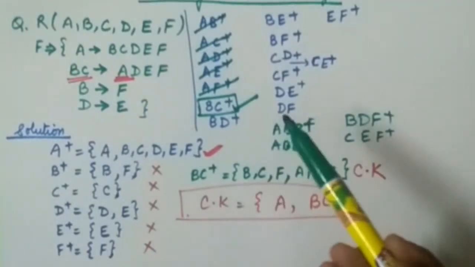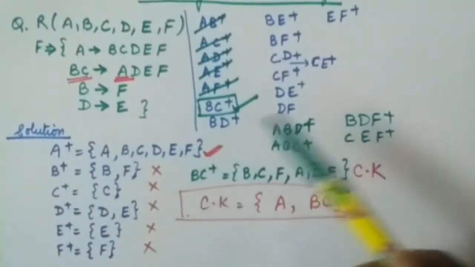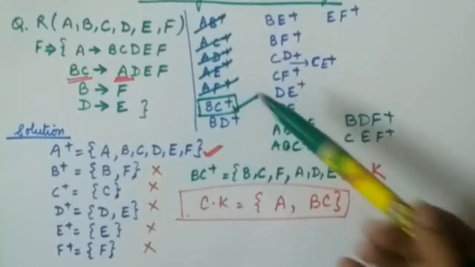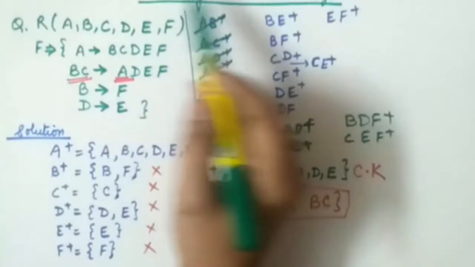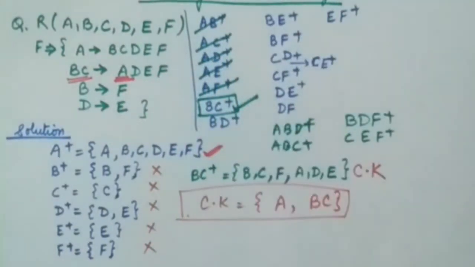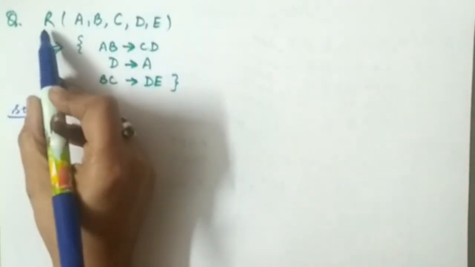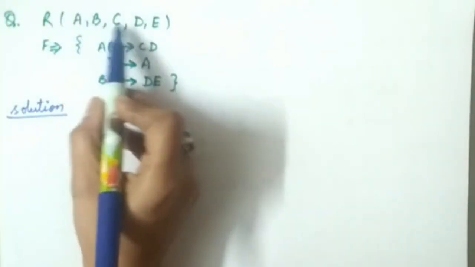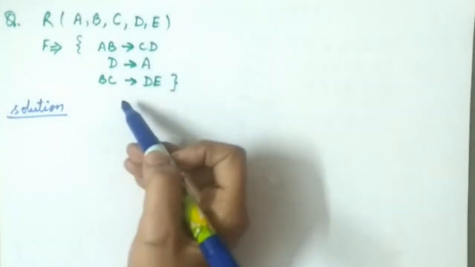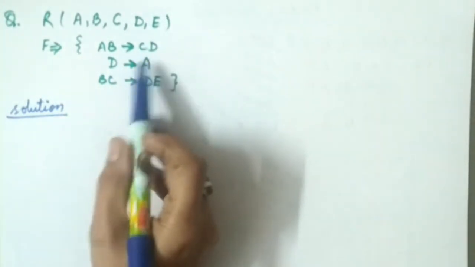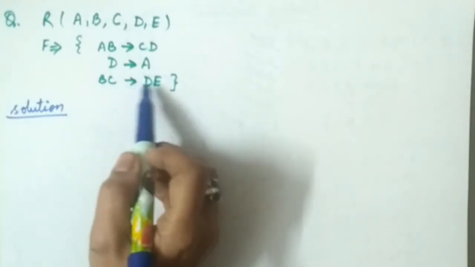You can watch my previous video to understand this in detail. Here I have not discussed in detail. In the previous video on finding candidate keys, I have discussed in detail, so you can watch it. In the next question, there is a relation R with 5 attributes A, B, C, D, E and 3 FDs: AB determines CD, D determines A and BC determines DE.